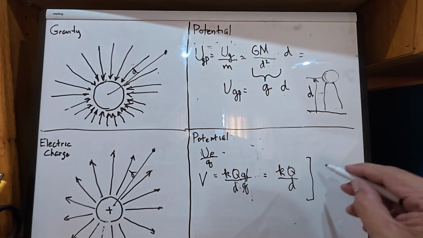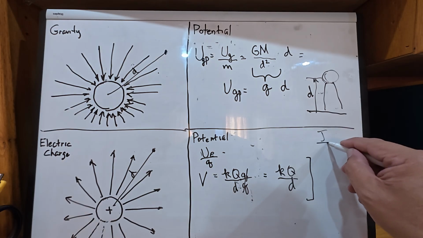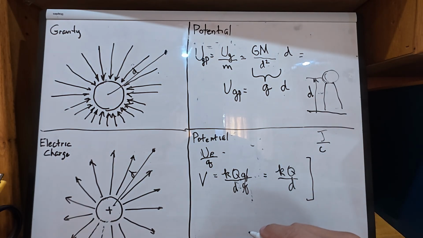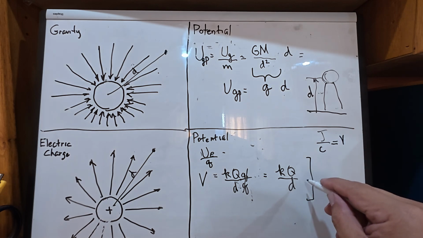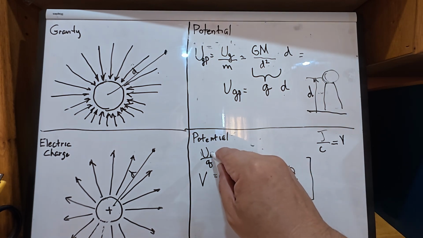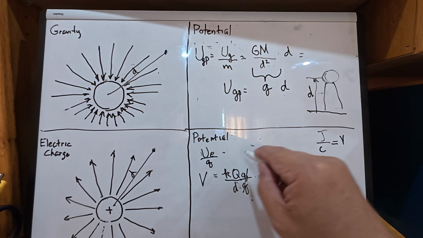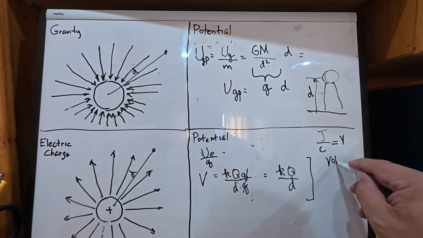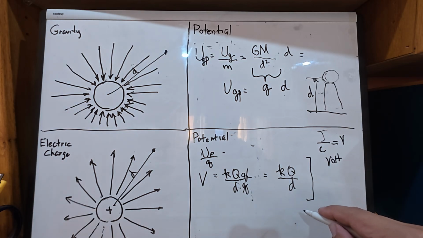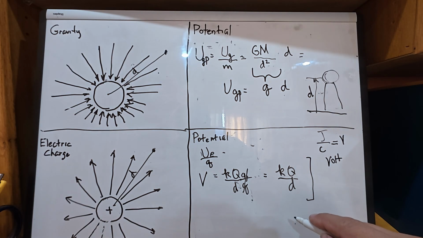The units are joules per coulomb, which is also defined as volts. One joule per coulomb is a volt. So this is joules, this is coulomb. So that's a joule per coulomb, and that is a volt. That is the definition of a volt, joules per coulomb. So that brings us to potential. And that concludes the similarities between gravity and electrostatics.